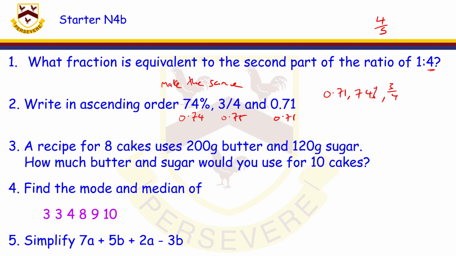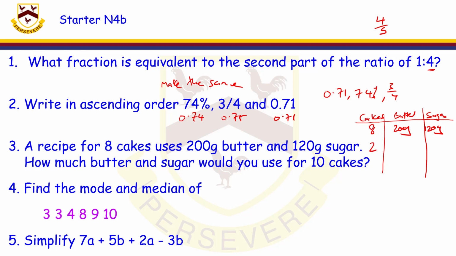Question 3. 8 cakes use 200 grams of butter and 120 grams of sugar. How much butter and sugar would you use for 10 cakes? Well, I like to do this one as a table. So 8 cakes, we have 200 grams of butter and 120 grams of sugar. But I want 10, so I need to get an extra 2.